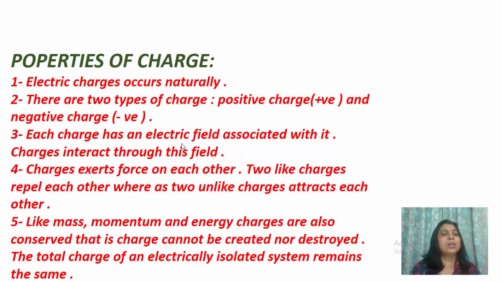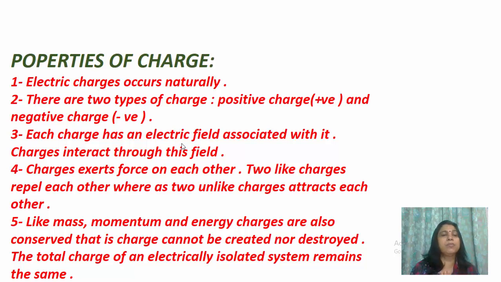Now what are the properties of charge? Electric charges occur naturally. There are two types of charges: positive charge and negative charge. Each charge has an electric field associated with it. Charges interact through this field. As a magnet has a magnetic field around it, in the same way, the charge has an electric field around it or associated with it, and the positive and the negative charges interact through this field only.